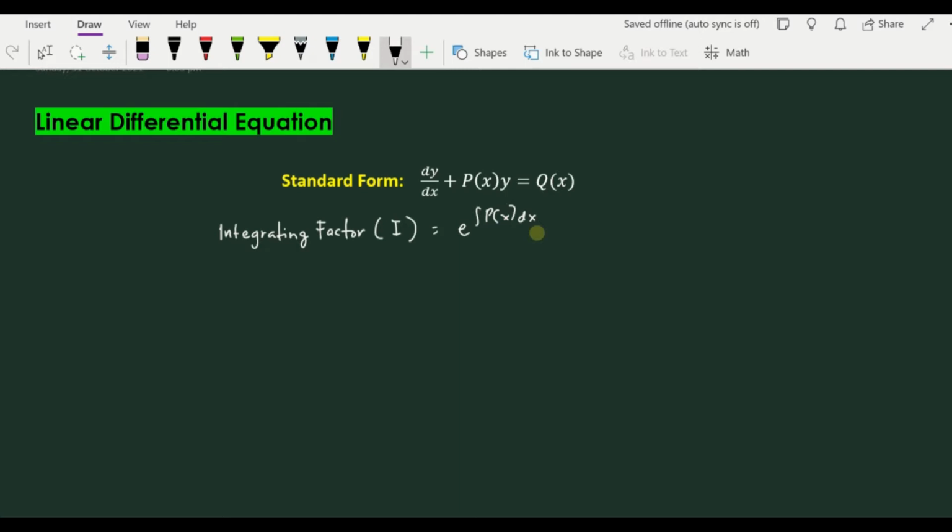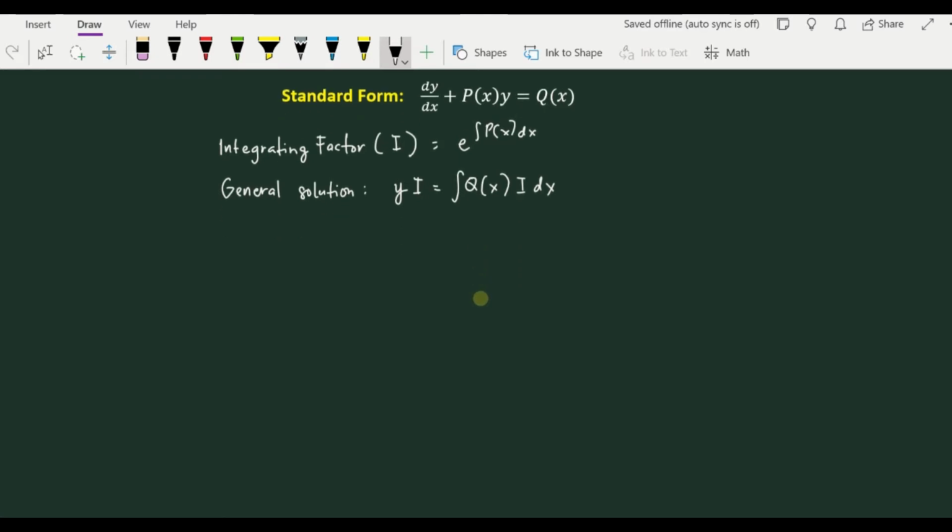Okay? And then, yung general solution ng mga linear differential equation, so kumbaga, ito yung shortcut. So, yung general solution is in the form y times the integrating factor equals the integral of q of x times I dx. Okay? So, once na makuha natin yung integrating factor, then sasubstitute lang natin dito sa form na to, sa general solution. Okay? So, let's start with the first one.